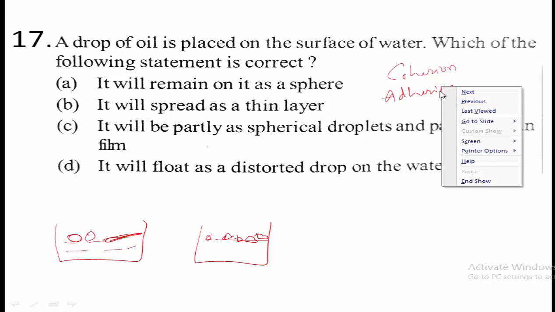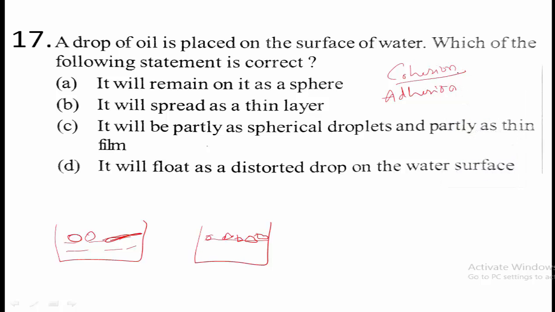So cohesion and adhesion. Cohesion means it is the force of attraction which is present between the particles of the same substance. The attractive force between the particles inside, that we call cohesion. Adhesion means the force of attraction which is present between the particles of two different substances. Now what are the two different substances here? Oil and water. Here there is a greater force of attraction between water particles and oil particles.